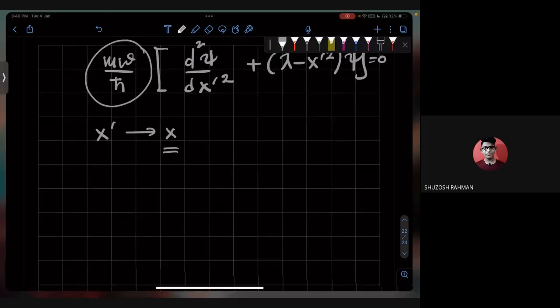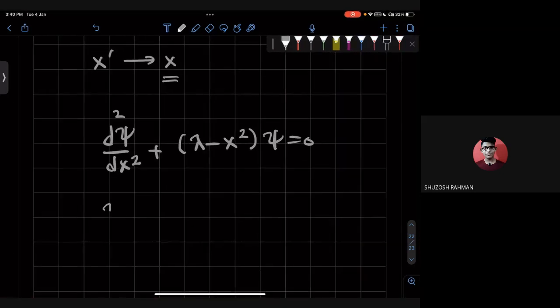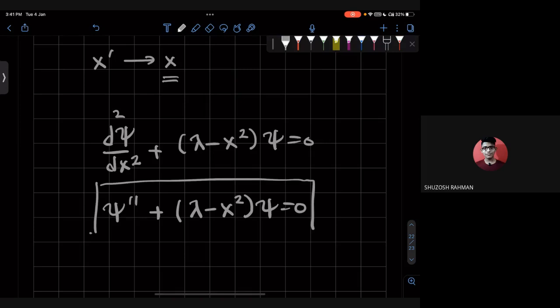So if I do this, then my differential equation becomes d squared psi over dx squared plus lambda minus x squared times psi equals 0. Or we can also write it as psi double prime plus lambda minus x squared psi equals 0. So this is the differential equation that we want to solve. Okay? Any questions so far?